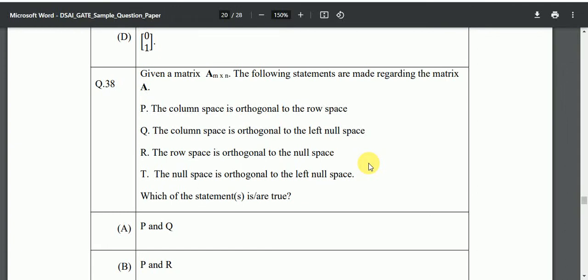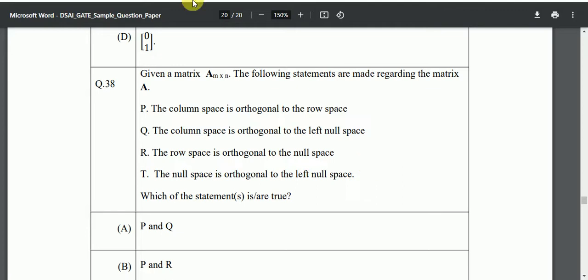Okay, so let's look into question number 38 from the sample paper given by the GATE authority. So this question is from linear algebra, and if I talk about the topic, it includes two topics. One is the four fundamental spaces and orthogonality. So if you look at the question, it is asking about some orthogonal relation between the four fundamental subspaces.